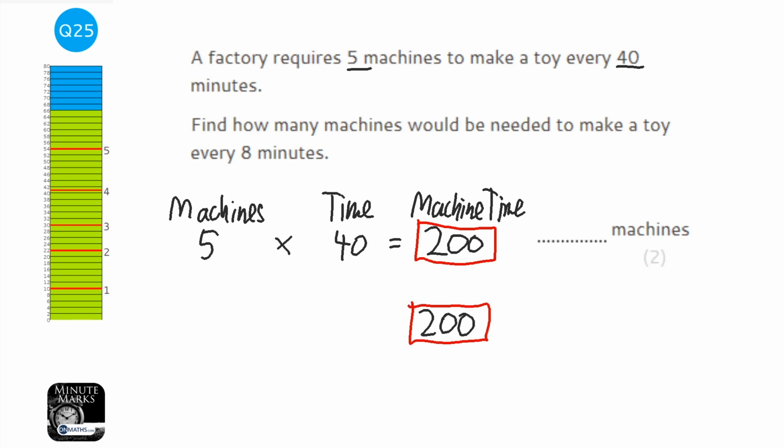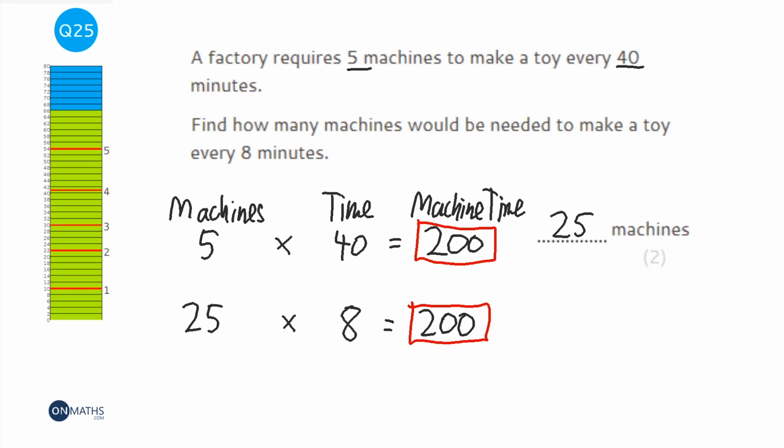So it says we want to do it in 8 minutes. So I've got to think, right, what times 8 is 200? Because machine time will always be the same. So I get my calculator and I'm going to do 200 divided by 8, and it's 25. So let's check that. 25 times 8 is 200, so it works. Now, that is the answer, that we would take 25 machines.